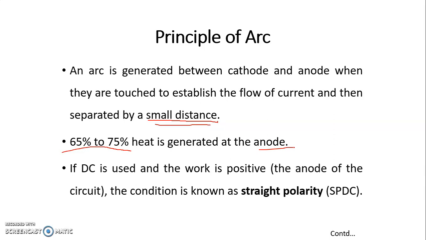If DC current is used and the work is positive, which is the anode of the circuit, then the condition is known as straight polarity, which is also called SPDC, straight polarity direct current.